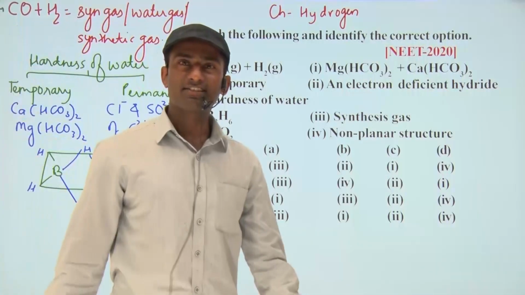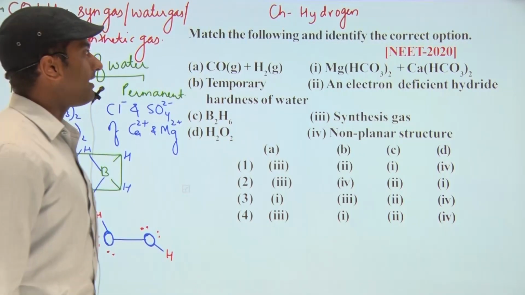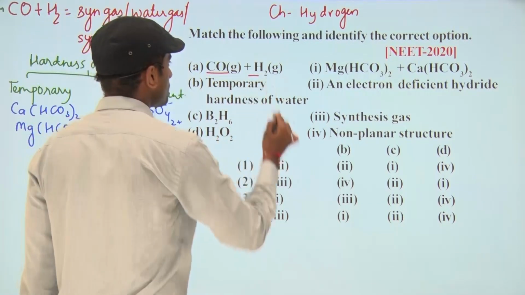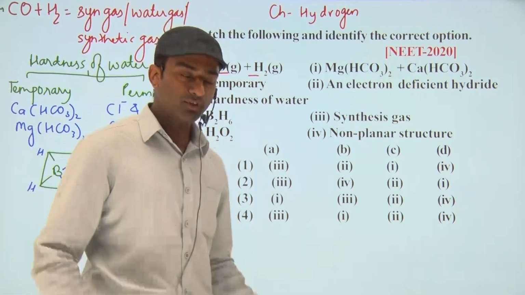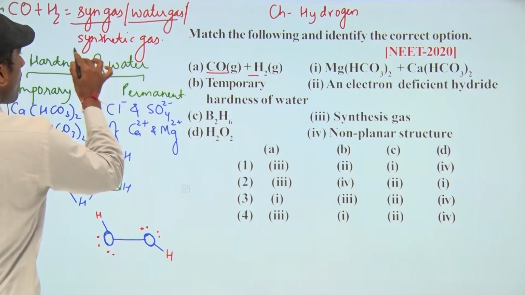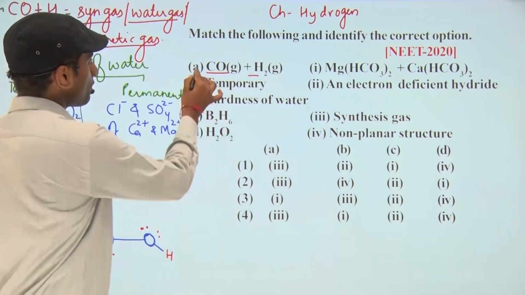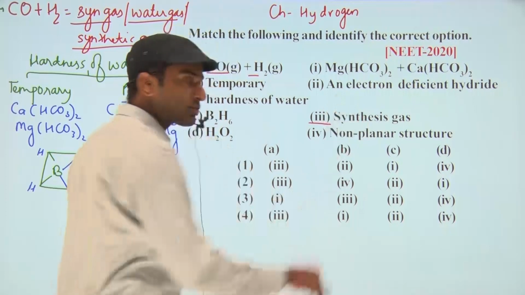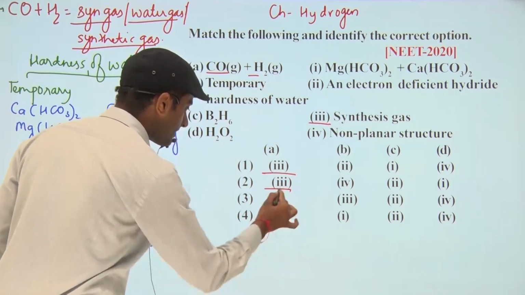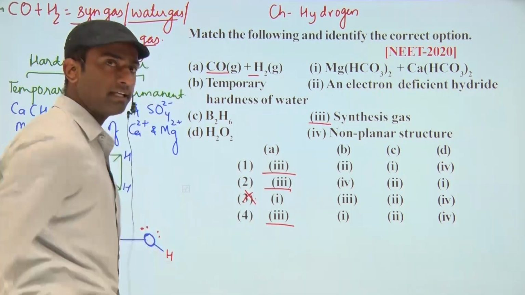Question: this question is asking to match the following and identify the correct option. You must know that CO plus H2, carbon monoxide and hydrogen, combine to make syngas, water gas or synthetic gas. So for A, the third option is going to be correct here. Obviously, the other options are not possible here.